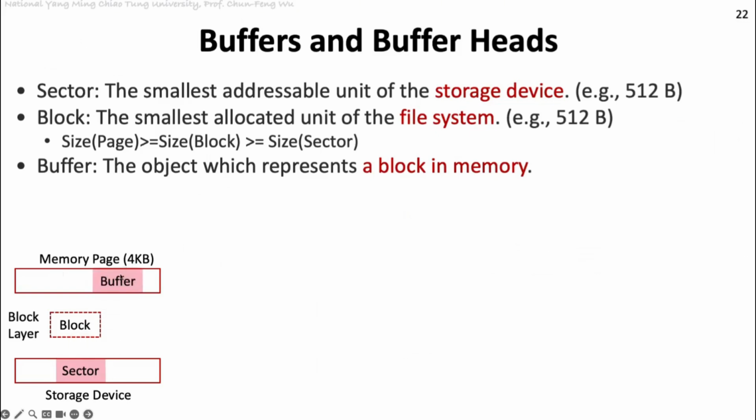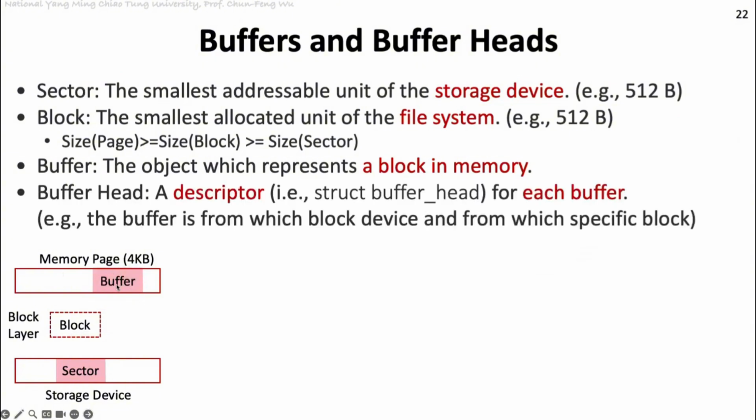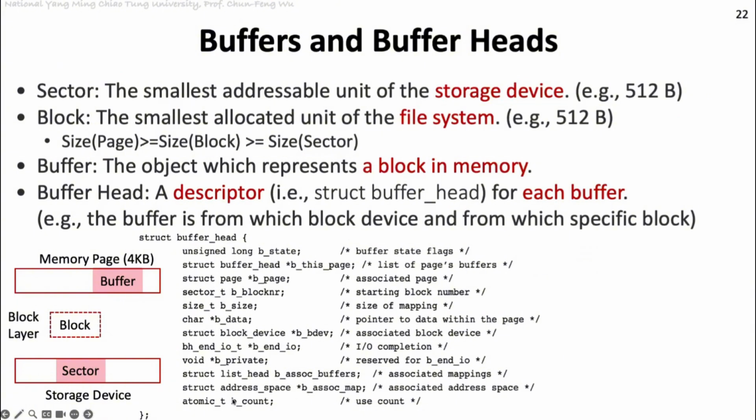When the sector is in the memory, it is called the buffer. And for data inside the memory, we need some data structure to describe this kind of buffer. So there is a data structure called the buffer head. Buffer head in Linux will look like these kind of structures.